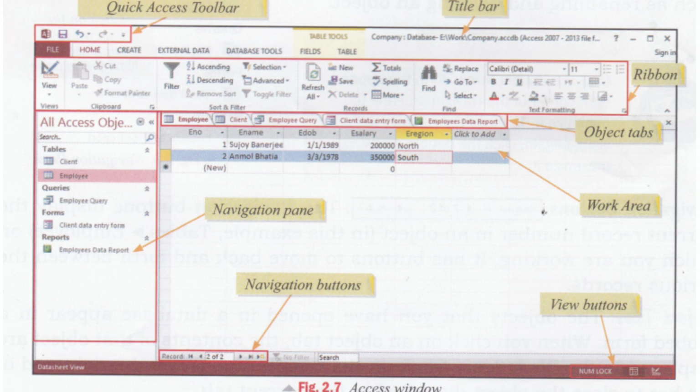The title bar appears on the top of the window and displays the name of the document on which we are currently working. It displays the name of the database. The second option is the quick access toolbar, which is situated on the top left corner of the MS Access window.